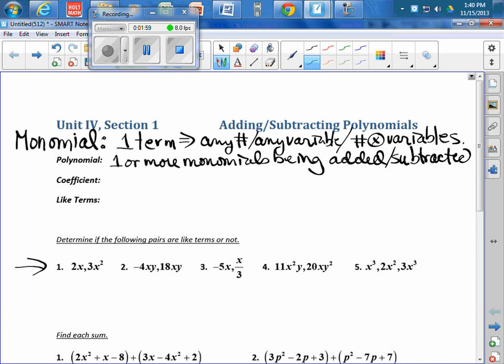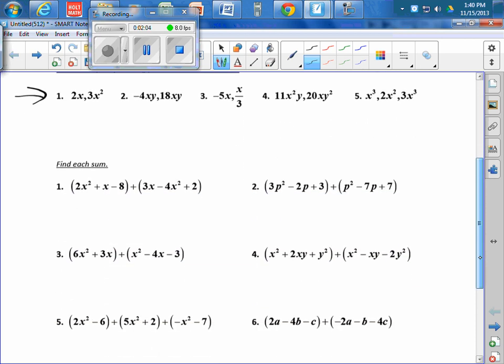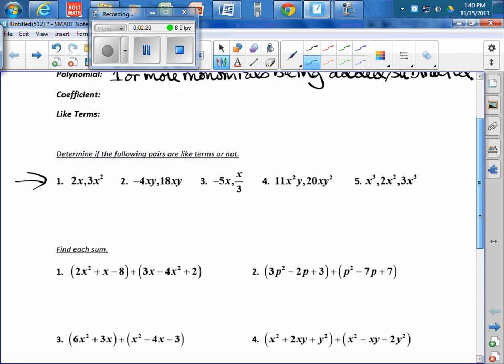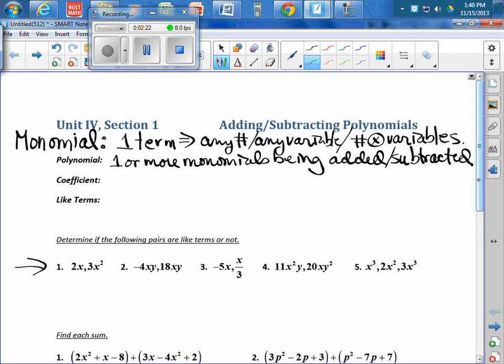Look at the problems down at the bottom of the page. Number 1 down here is a polynomial, 2x squared plus x minus 8, and we're adding another polynomial to it. Specifically, these are called trinomials because each of them has 3 terms. So 2x squared plus x minus 8 is a trinomial. 3x minus 4x squared plus 2 is a trinomial. They have 3 terms. We know what a coefficient is. The coefficient is the number in front of the monomial.